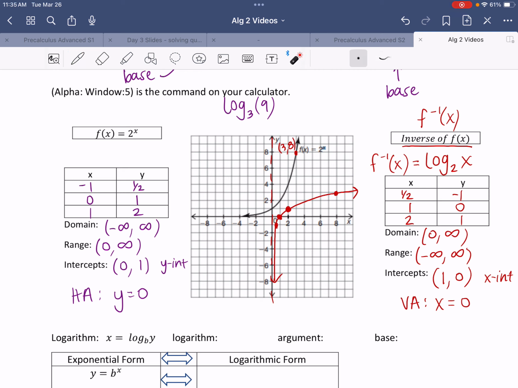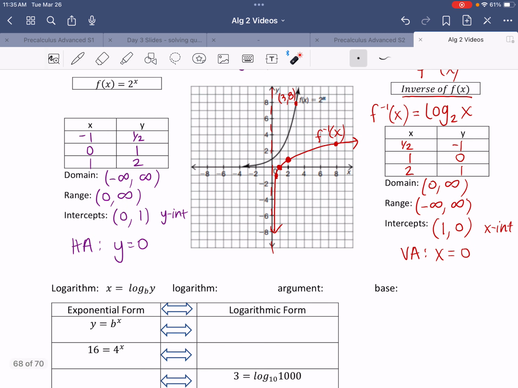So the graph never reaches the y-axis, because it has a vertical asymptote of x equals 0. This is the inverse. And then its domain is everything bigger than 0. And I plot those 3 points as well as an additional one, just to get a general idea of the shape of the graph.